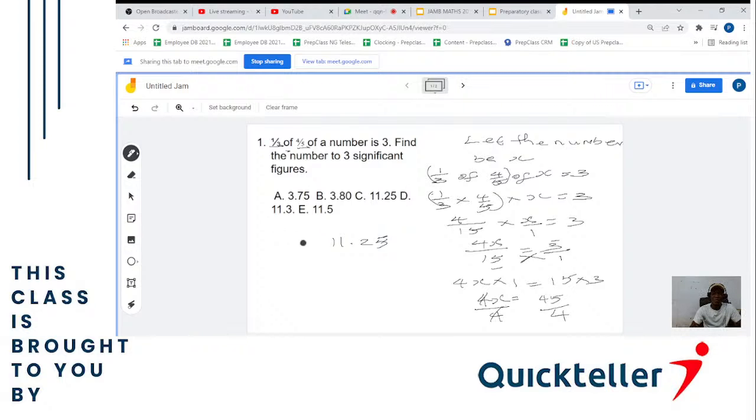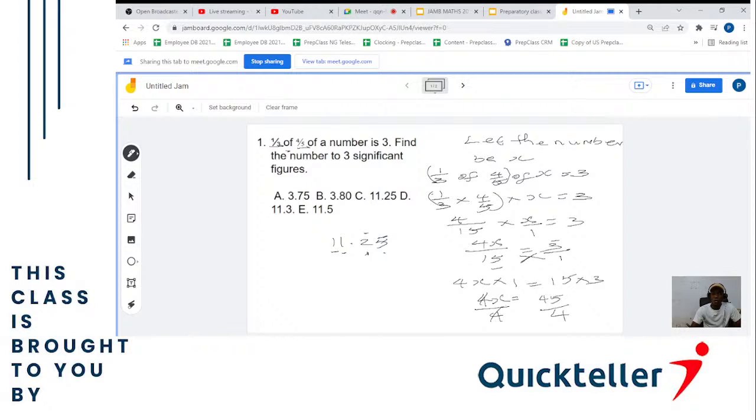And doing this, we have to check how many figures we have here. We have 1, 2, 3, 4. So we have to take it to 3 significant figures. The first significant number here is 1. The next significant number is 1. And the next, which is the third significant, is 2. Now, because we need 3 significant figures, we are concerned about this digit 2.